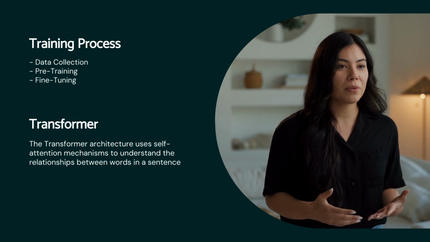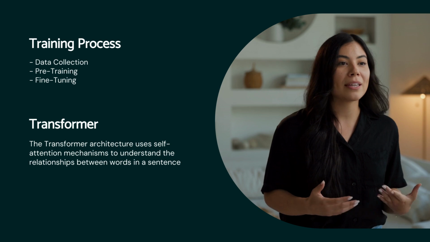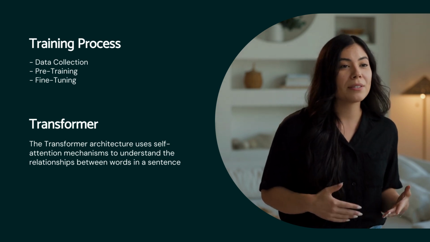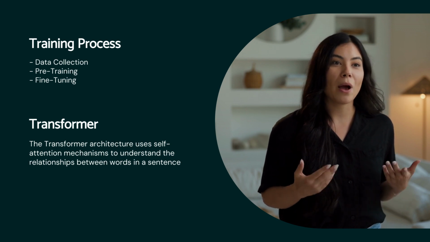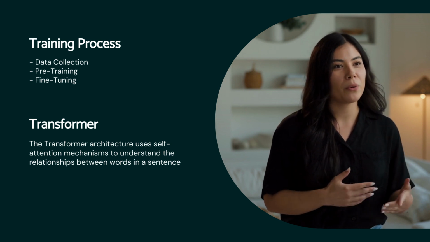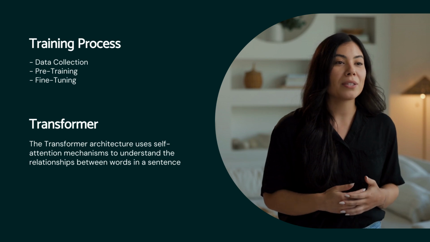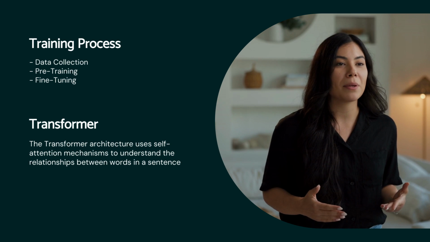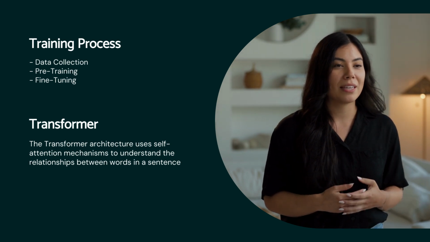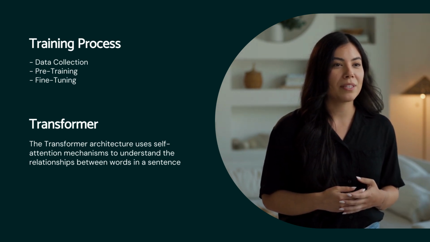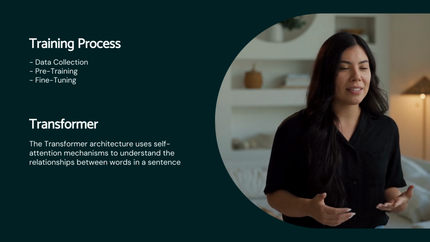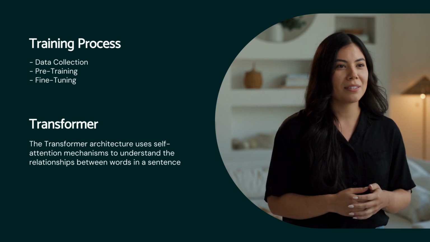Pre-training. During pre-training, the model learns to predict the next word in a sentence. For example, given the input "the cat is on the," the model learns to predict "mat" or "roof" based on patterns in the data. Fine-tuning. After pre-training, the model may be fine-tuned on specific tasks or datasets to improve its performance in areas like answering questions, summarizing text, or translating languages.